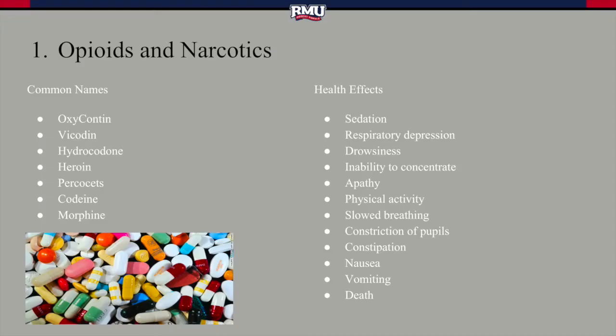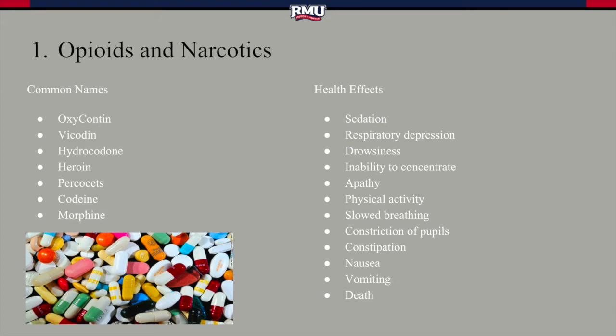Opioids and narcotic drugs are often prescribed to patients, but are also often stolen from or given away by the patient who they were prescribed to, sold illegally, or misused. Opioids and narcotics often go by the names Oxycontin, Vicodin, hydrocodone, heroin, Percocet, codeine, and morphine.